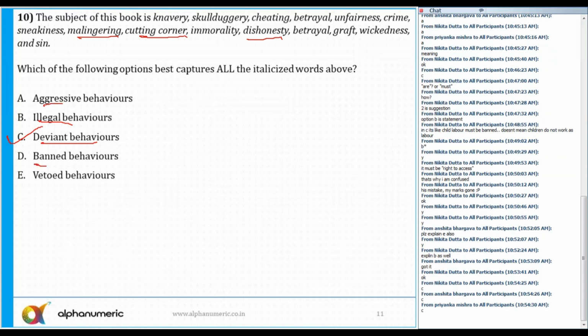They are not necessarily banned. Banned and vetoed mean the same, so D and E mean the same. So yes, they are all deviant behaviors. They are behaviors that we would generally not accept. Absolutely. Number C is the answer.